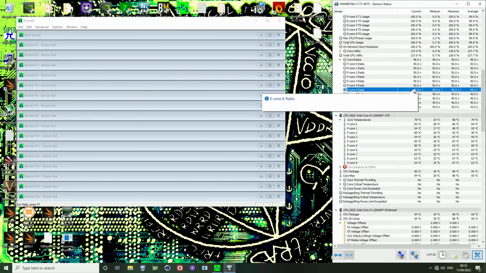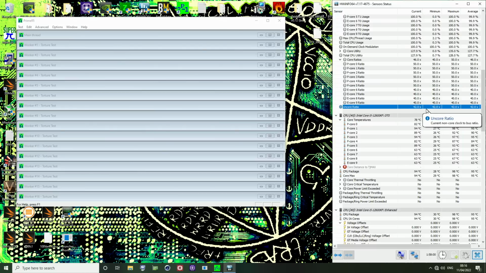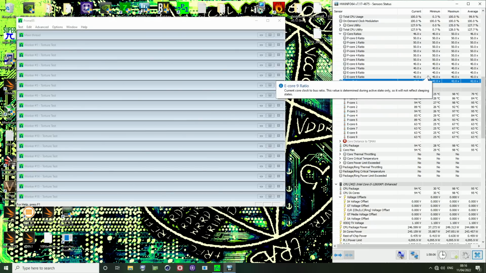Anyway, so yeah, the P cores are at 5 gigahertz and just completely cooling limited. The E cores are at 4 gigahertz, and I don't think they would go any higher. The ring is at 4.2 gigahertz because I tried it at 4.3 and it would blue screen. So yeah, that's everything.